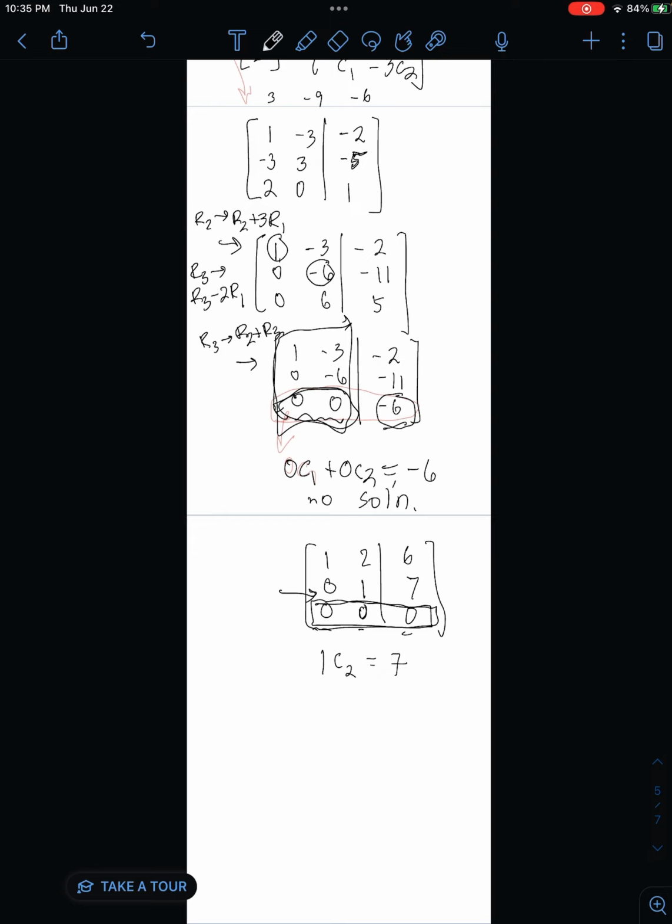Okay, so in the next video we're going to continue talking about span and what that is, because I don't think we used that word yet. We just talked about how to tell whether a vector is a linear combination of other vectors.